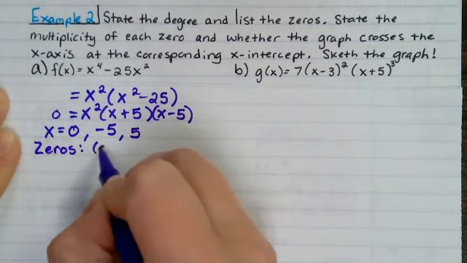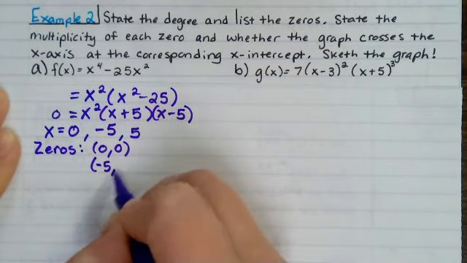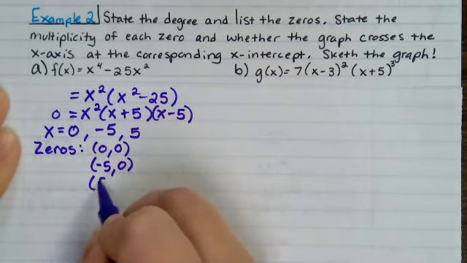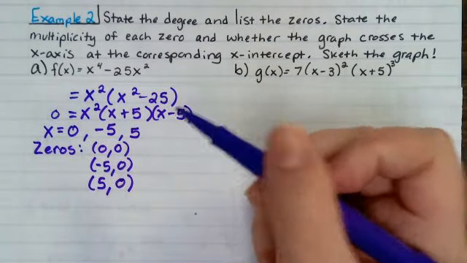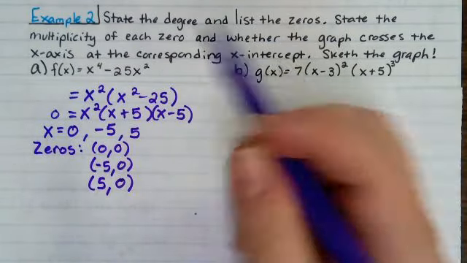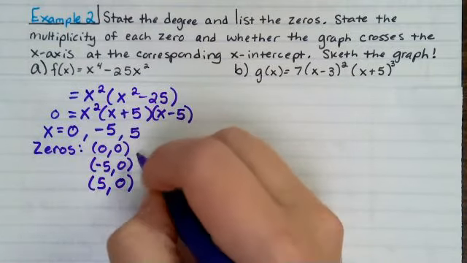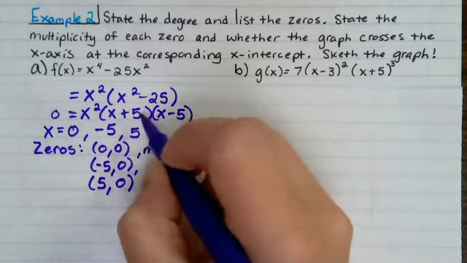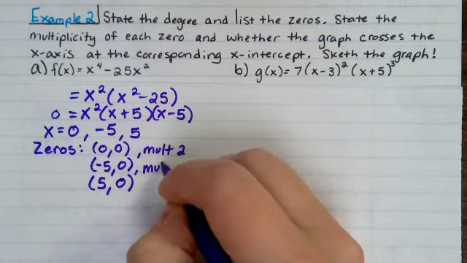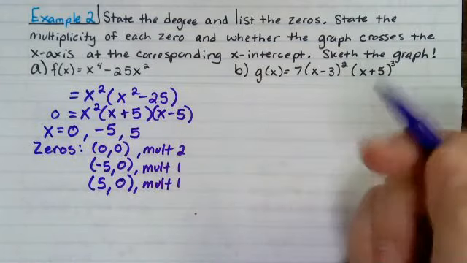Okay, we have the 0, 0, 0. We have the 0, negative 5, 0. And we have positive 5, 0. Now, there's one of these that actually repeated itself. You see how x was being squared over here? So that 0, that has a multiplicity of 2, whereas the other ones only happen once. So I'm going to say multiplicity of 1, multiplicity of 1.